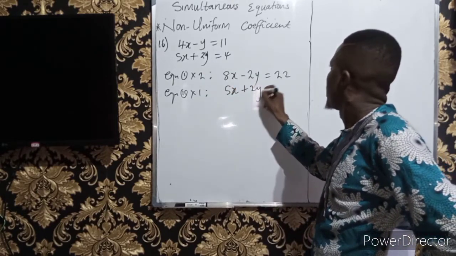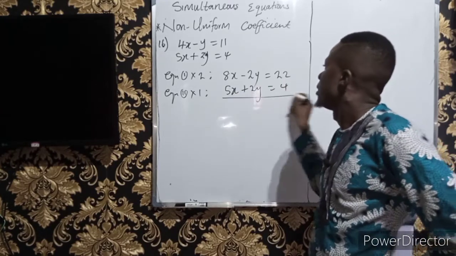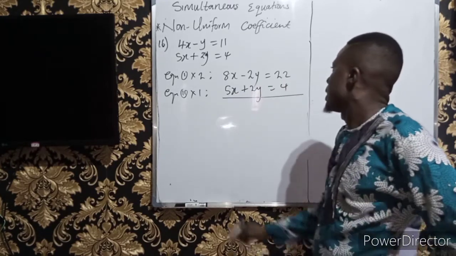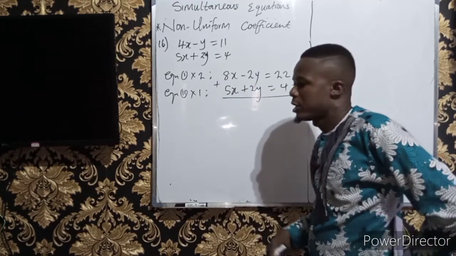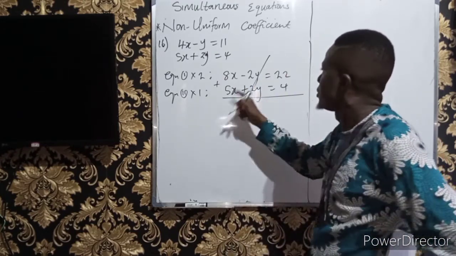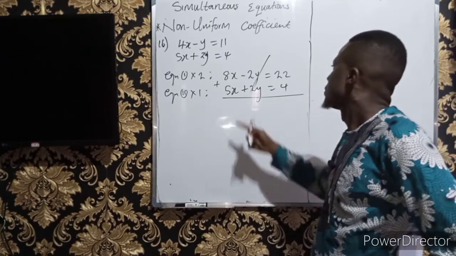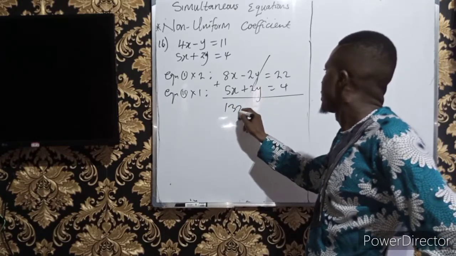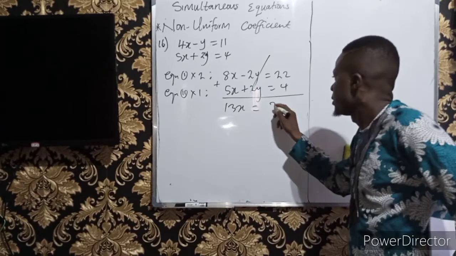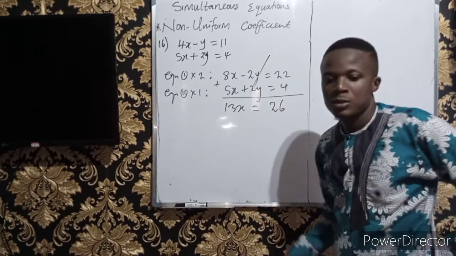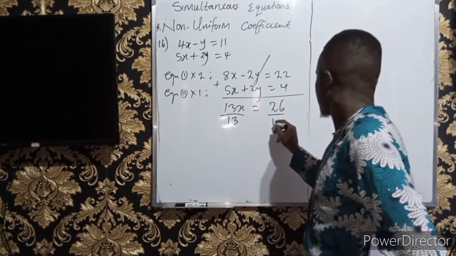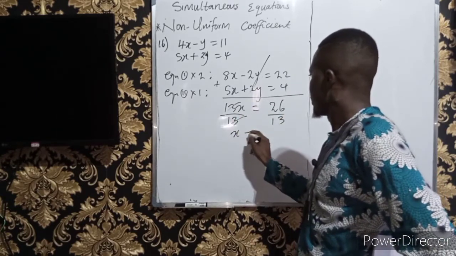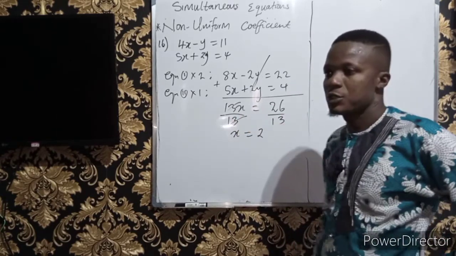5x plus 2y equals 4. Now, we shall add, because when I add, this will be 0. But when I subtract, it can't be 0. So I have to add in order to eliminate y. So 8 plus 5 is 13x. 22 plus 4 is just 26. So I'll divide both sides by 13. So x will give me 2 because 26 over 13 is 2.